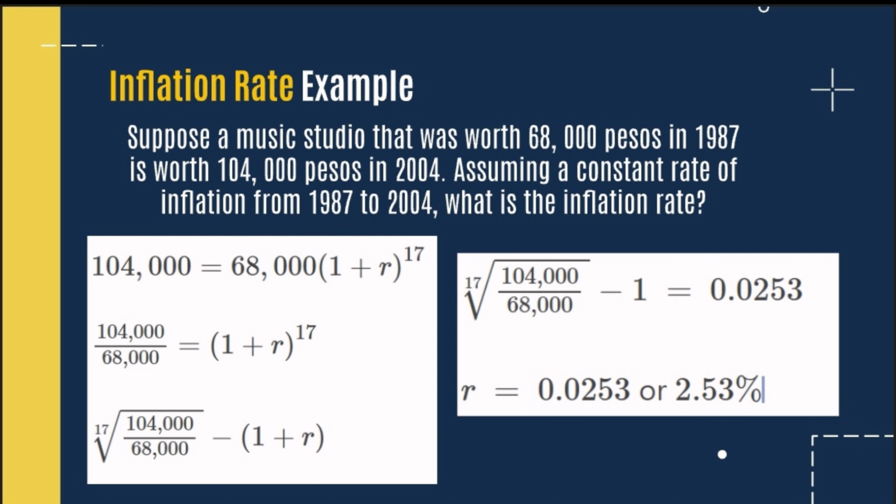Divide both sides by 68,000. Take the 17th root of both sides of the equation. This is the period from 1987 to 2004. Subtract 1 from both sides to solve for R. Finally, our inflation rate would be 2.53%.